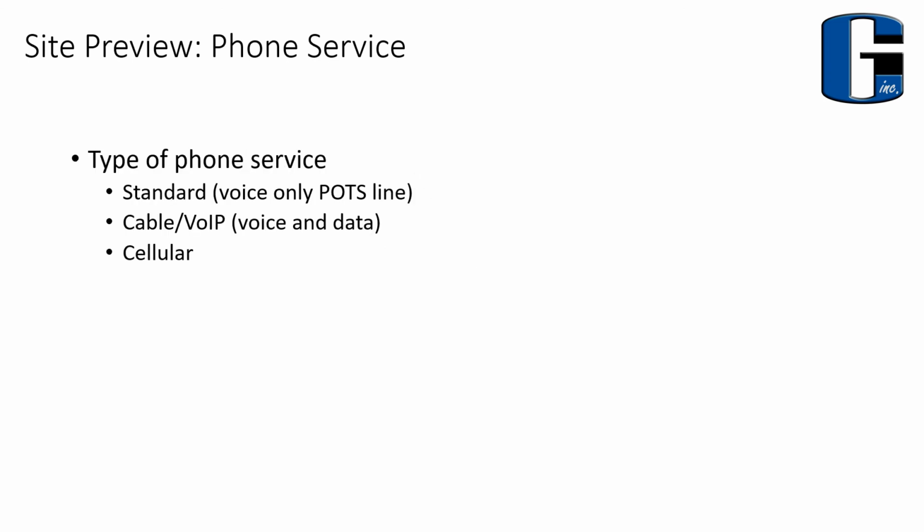Types of phone service: standard, so it's a voice only POTS line. POTS lines, of course, that stands for plain old telephone service. Less common these days, but it still does exist, and there are phone systems that utilize that. It could also originate from a cable or a VoIP, so that's a voice and data. So if the customer has a Comcast service to the home, then any voice is going to be using the VoIP from the high-speed internet access that the Comcast service is providing. And then the other option could be cellular.